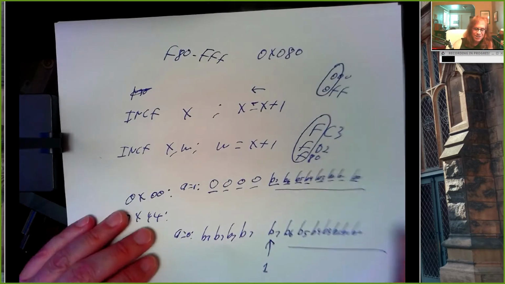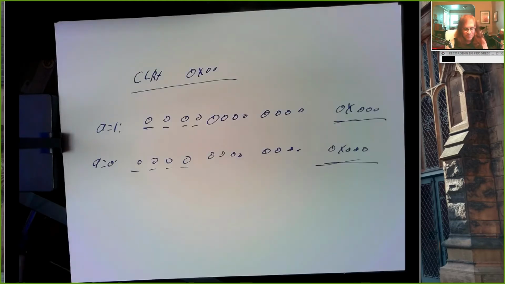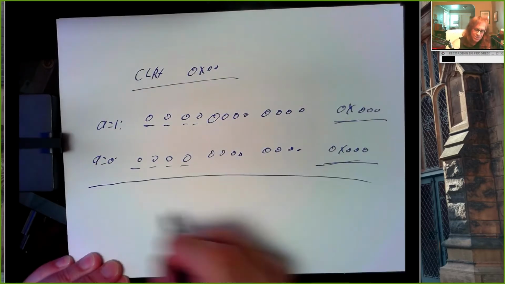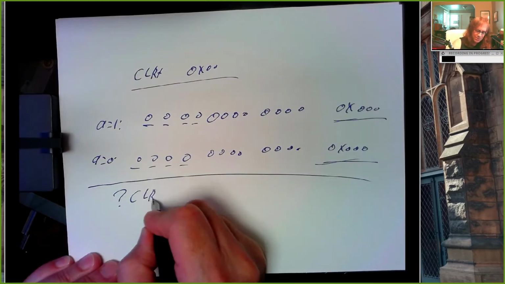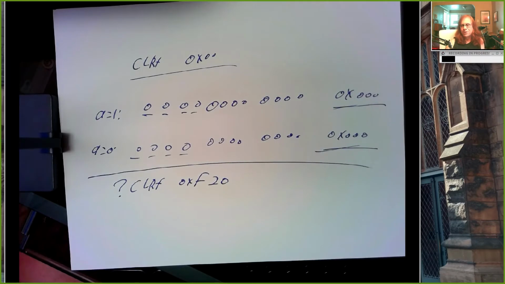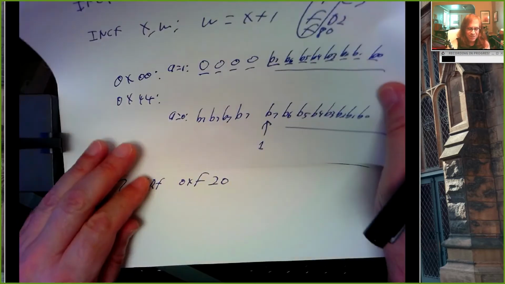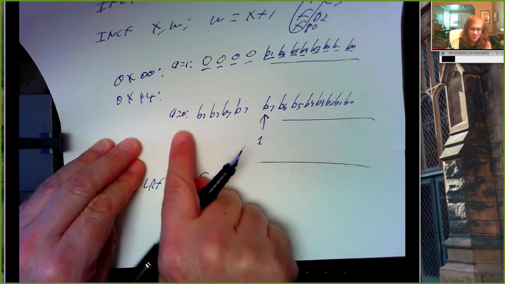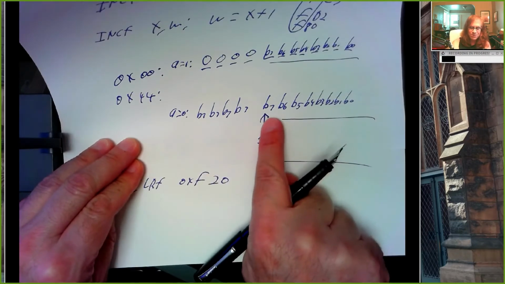Now what if we wanted to access... What if we wanted to do something like this? Right, we wanted to clear F20. There's no way to do that on this processor. Because the only way we can get these upper bits to be 1 is by setting the access bit to 0 and making sure this bit is a 1.